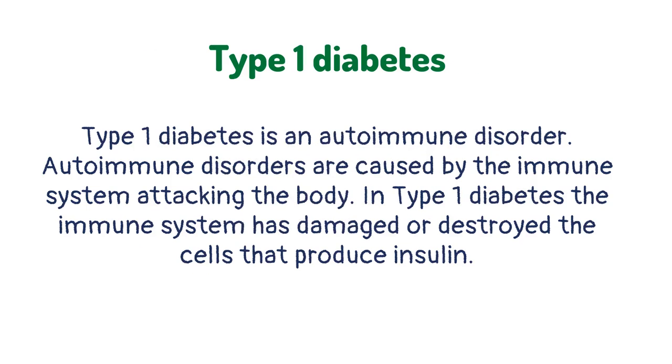Type 1 diabetes is an autoimmune disorder. Autoimmune disorders are caused by the immune system attacking the body. In type 1 diabetes, the immune system has damaged or destroyed the cells that produce insulin.